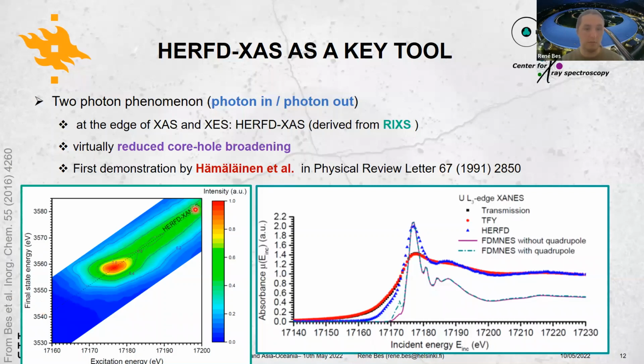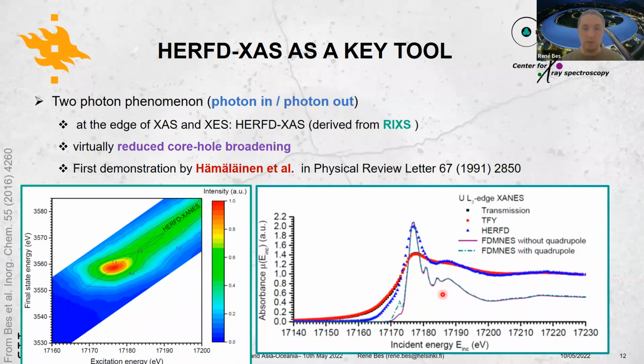this diagonal here. And because of that, you are virtually reducing the core broadening, because you are taking into account not the initial state, but the intermediate state, meaning the final state of the X-ray absorption, which is the initial state of the X-ray emission. And usually the initial state of the X-ray emission is a higher shell, which has a lower core broadening.